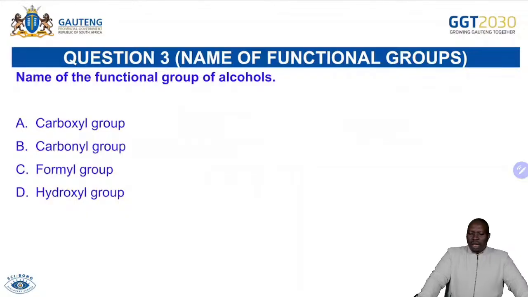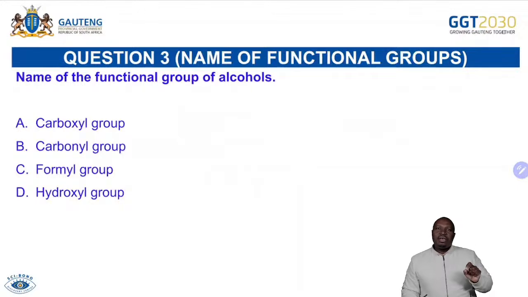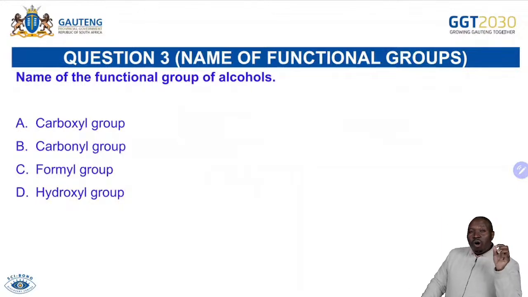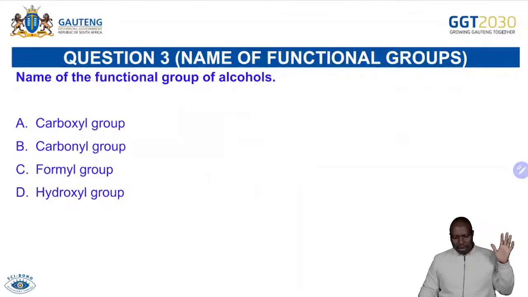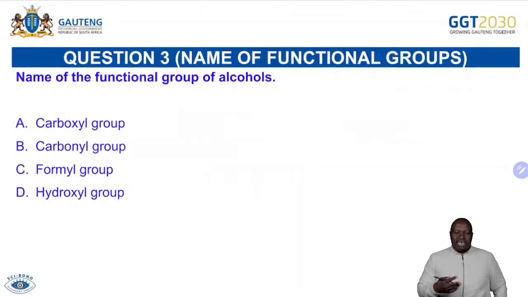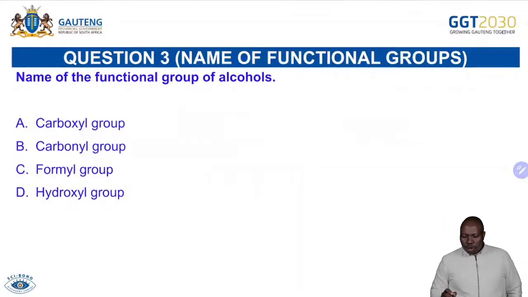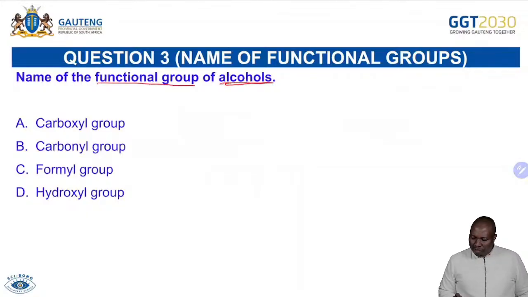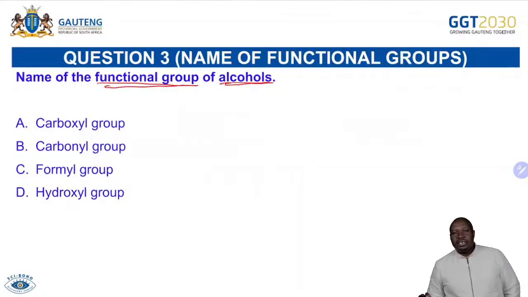Now, question 3 is saying name the functional group. I'm happy with this slide as well to say you've got to know that there are 4 functional groups that we must know by name. We just don't describe them. We know them by name, and they are given here. And we are asking which one belongs to the alcohol. So we'll look at all of them, then we'll decide which one is the alcohol.